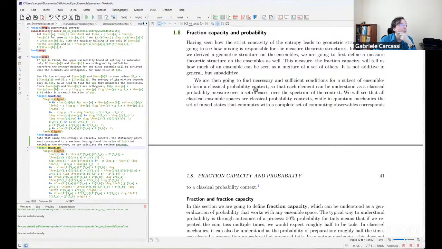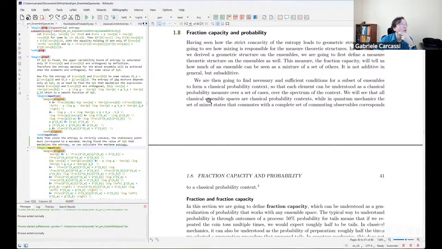Then, looking ahead, we are going to find a necessary and sufficient condition for a subset of ensembles to form a classical probability context, so that each element can be understood as a classical probability measure over a set of cases, over a spectrum of the context.